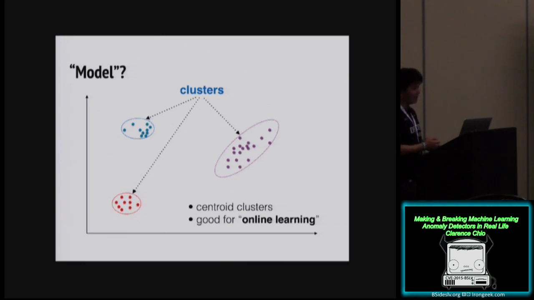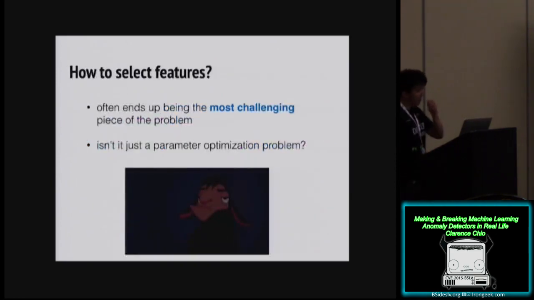This in particular is a centroid cluster model, and it's good for online learning because, as you can see, we can keep a running model over time, and if new points come in, we can simply add to the old model. How to select features is often the most challenging problem. If you think about it, there's often a combinatorial explosion of how many features you can choose in your model, and it's always a problem between overfitting and underfitting, and also computation and space. If you have too many features to train on, you require lots of computation and time, and also you may overfit. Overfitting is a big problem in machine learning in all industries.